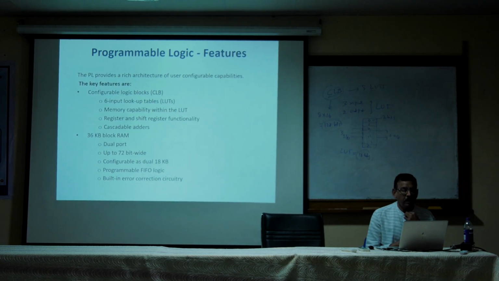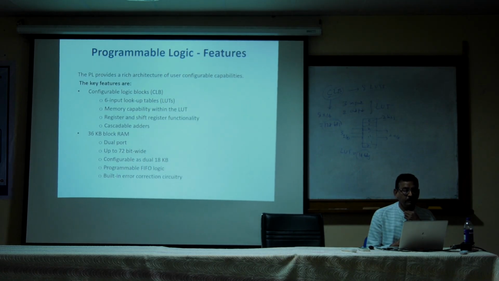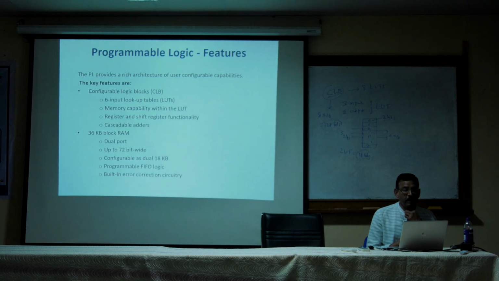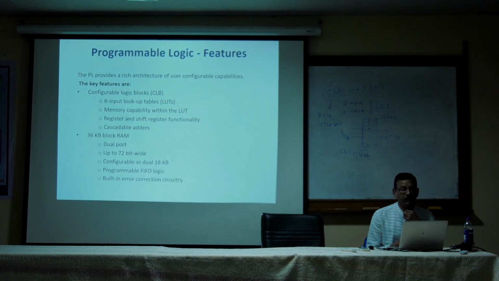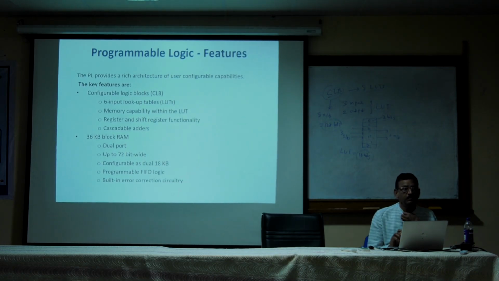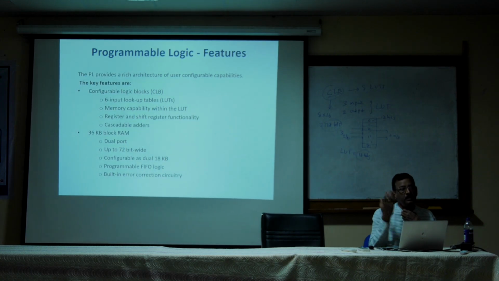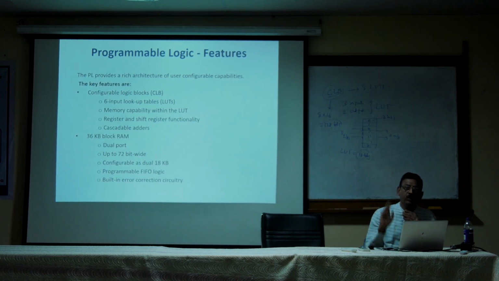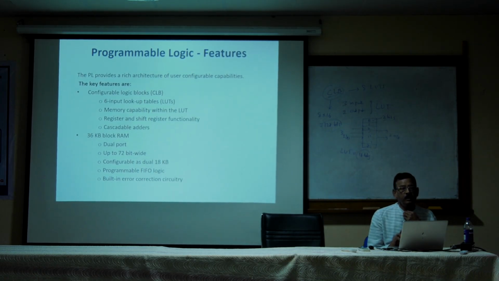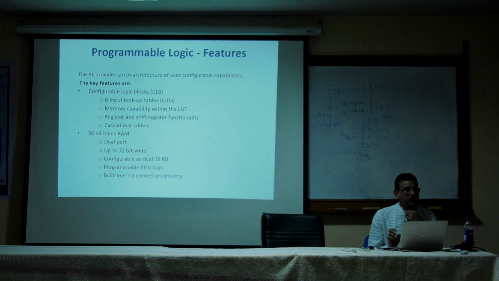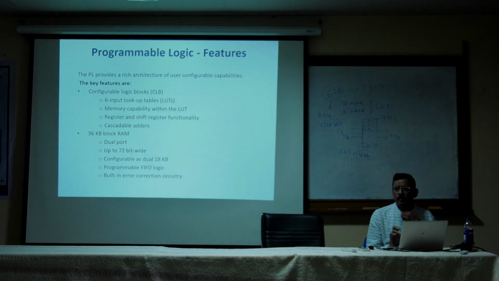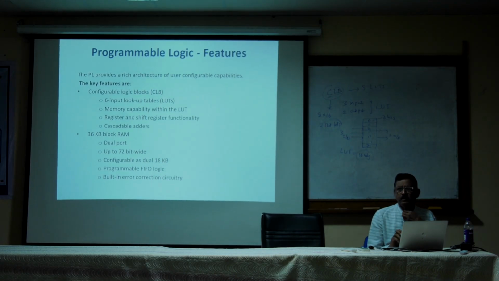Configurable as dual 18 KB. So, this is 32 KB, no? We can configure that into dual 18 KB, converting it into two 18 KBs. Or you can increase it to 36 or 72 KB like that. Programmable FIFO logic, we can also convert it into a FIFO and use it as a FIFO. Built-in error correction circuitry, that is memory error correction circuitry is also built in.